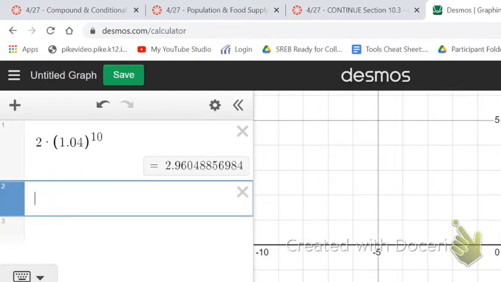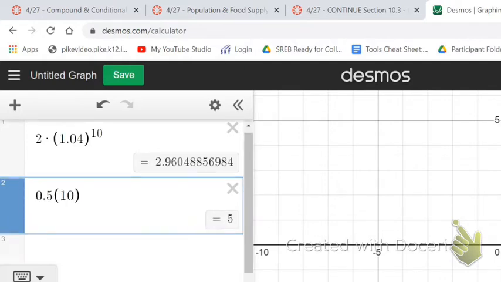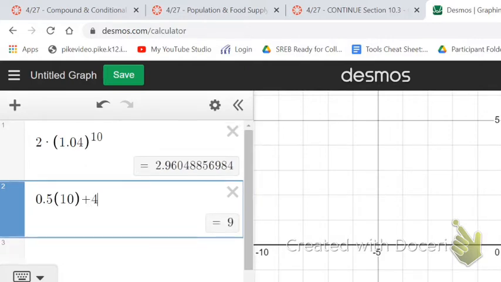Let's see what their food supply will be in 10 years. What was the equation for the food? 0.5, and we're going to substitute in the 10 here, plus 4. They're going to have enough food to feed how many people? 9 million people. So 10 years from now, they are still sitting pretty. They can feed everybody in their country 3 times over, right?